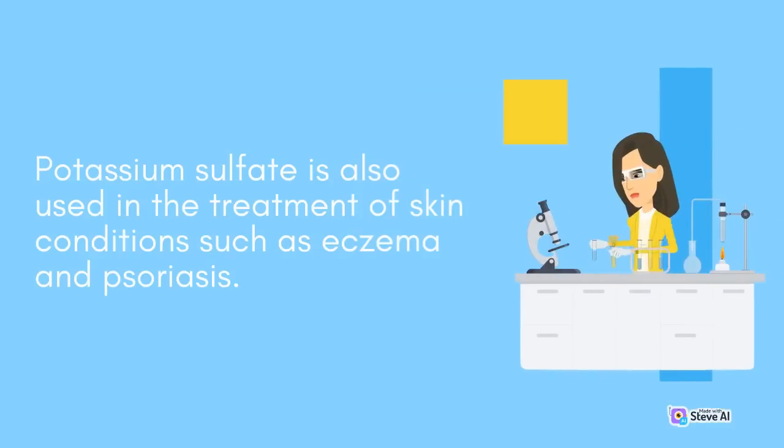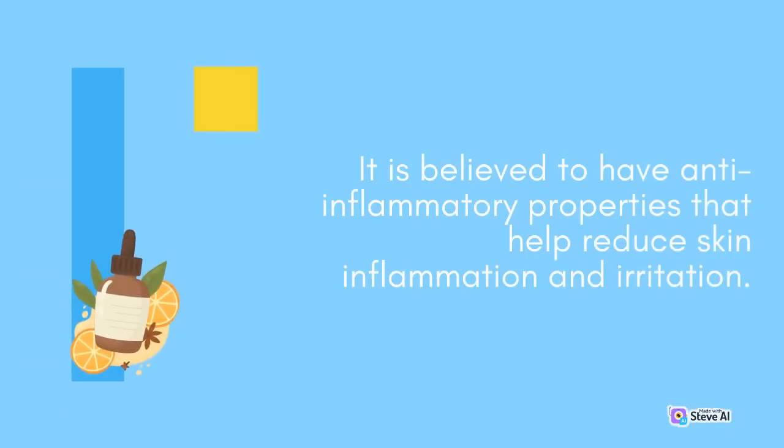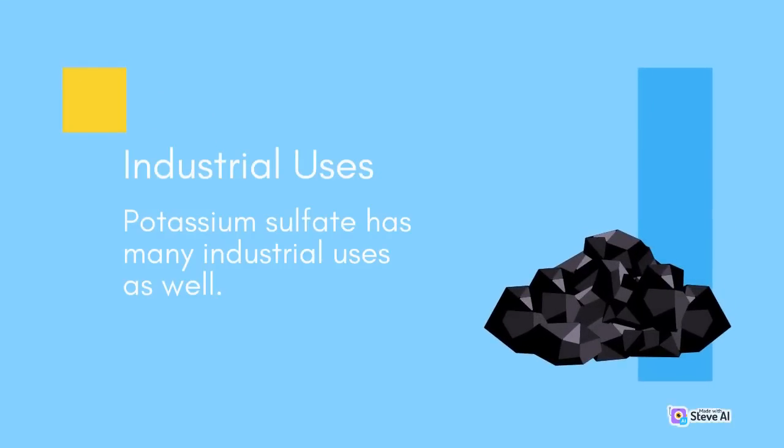Potassium sulfate is also used in the treatment of skin conditions such as eczema and psoriasis. It is believed to have anti-inflammatory properties that help reduce skin inflammation and irritation. Industrial uses. Potassium sulfate has many industrial uses as well.